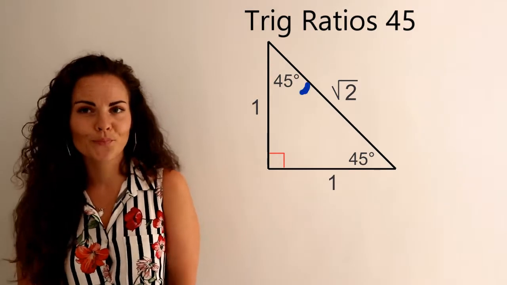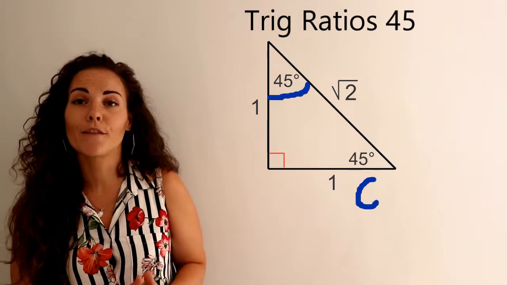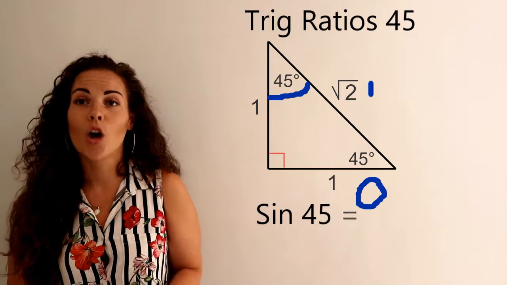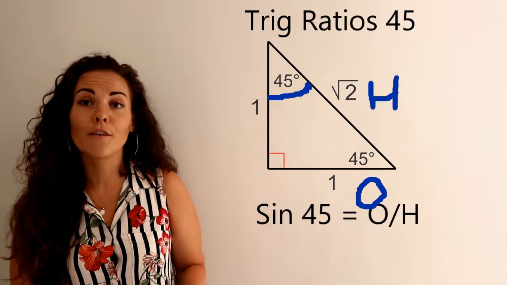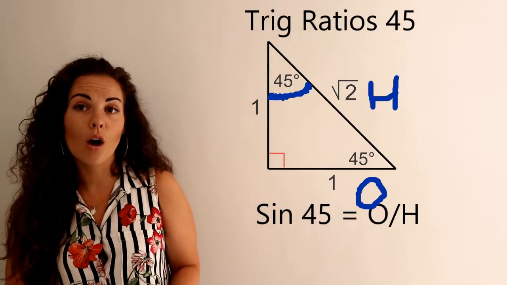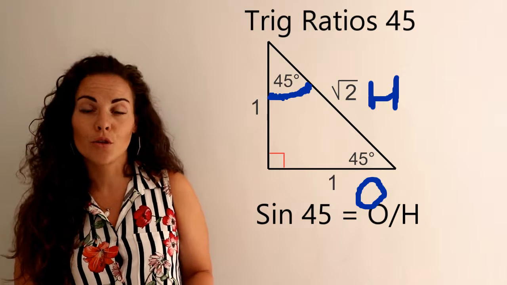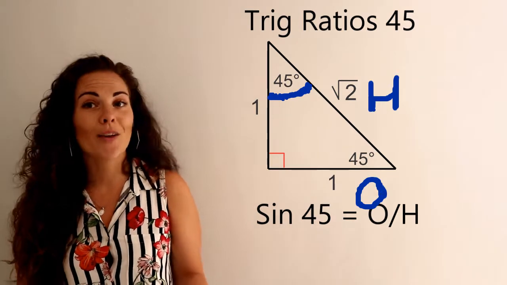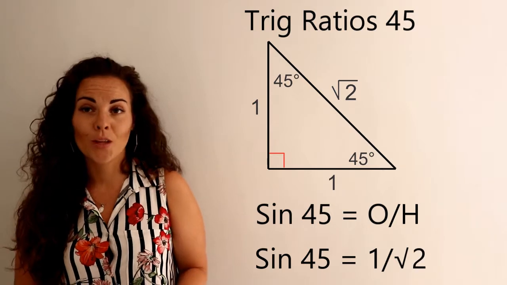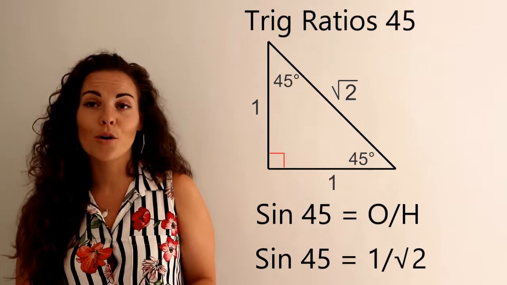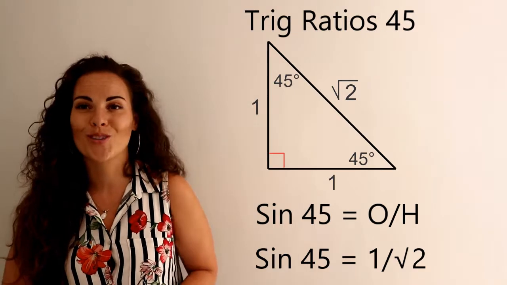For example, if we look at this angle, we know that the sine of 45 is opposite over the hypotenuse. So in this case, it would be sine of 45 equals 1, which is opposite, over the square root of 2, which is the hypotenuse. So there we have that sine 45 equals 1 over the square root of 2. Apply the same process for cos 45 and tan 45 and you'll have the trigonometric ratios.